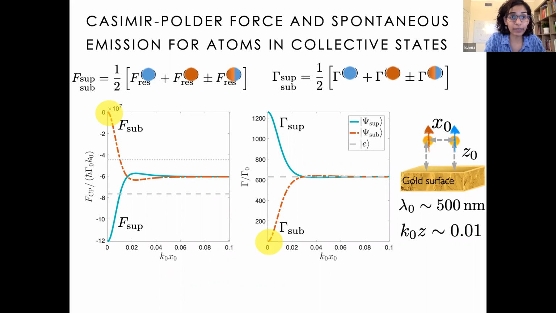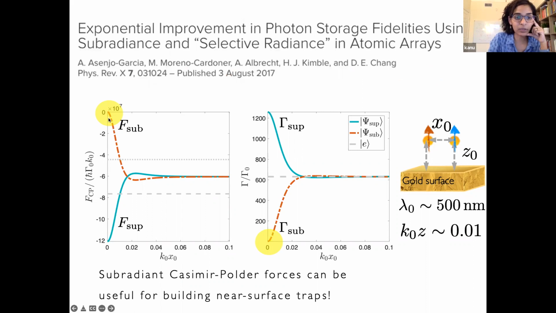And on the other hand, if we look at the subradiant state, we see that on the one hand, there is a suppression in the gamma or the spontaneous emission rate. And at the same time, there is a suppression of the total Casimir-Polder force. And this is nice because what this suggests is that one can potentially use subradiant vacuum forces to build near surface atom traps by suppressing the undesirable attraction between particles and surfaces. And at the same time, having them live for longer because of the suppressed gamma as well.